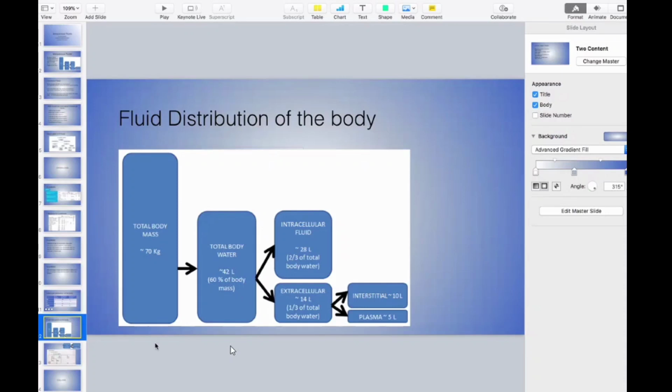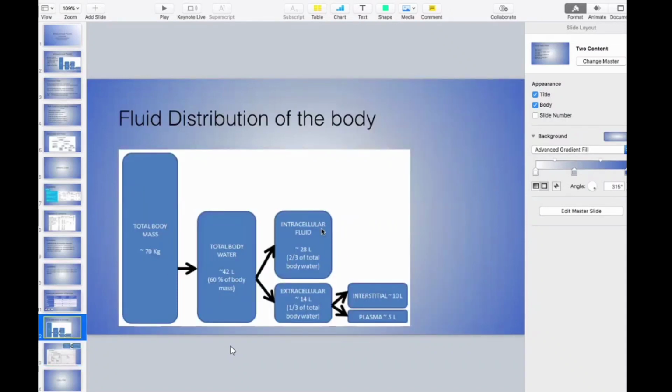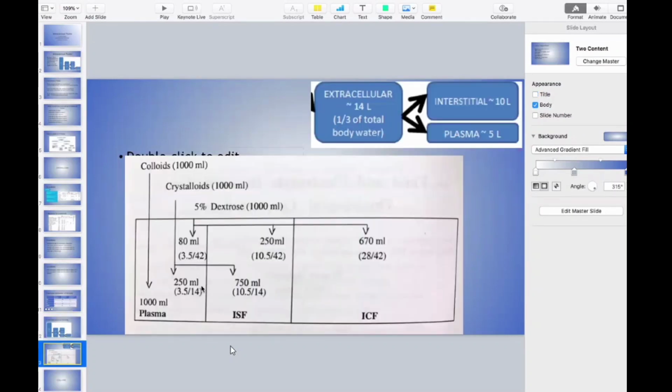That means when you give 1 liter of normal saline, which is a crystalloid, the extracellular fluid is 1/3 of total body water, and in the plasma it is 5 liters, and the interstitial space it is 10 liters. So only 1/3 will remain in the intravascular space, and 2/3 will move out to the interstitial space. So with 1 liter of crystalloid, 250 will be in the plasma, and the rest will be in the interstitial space, but not in the intracellular space.